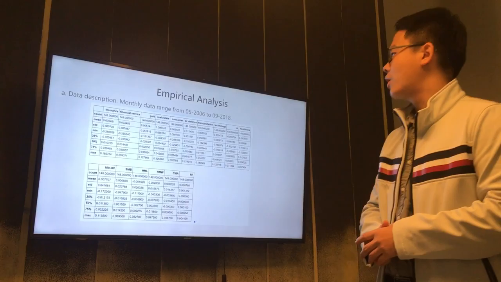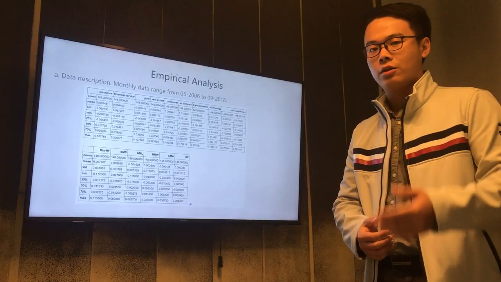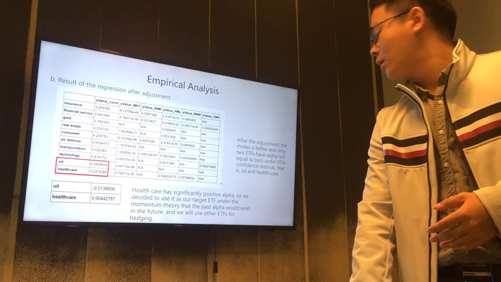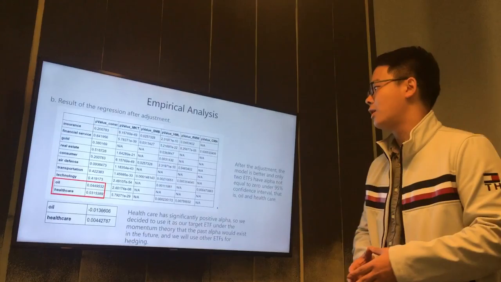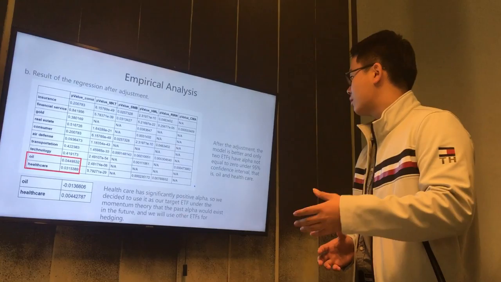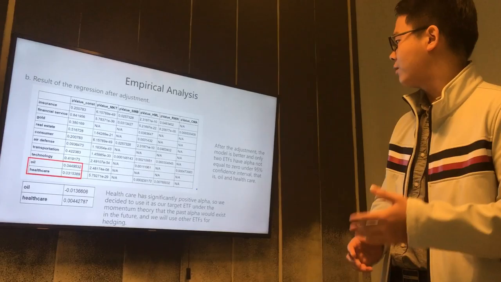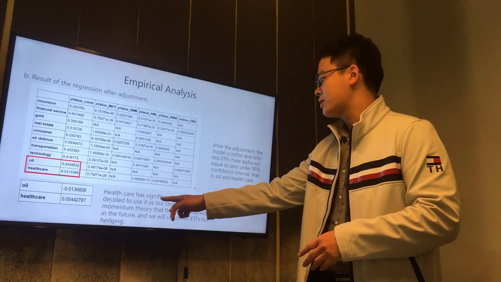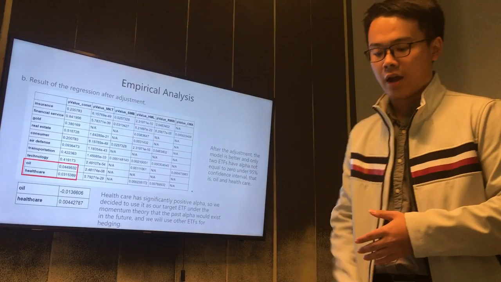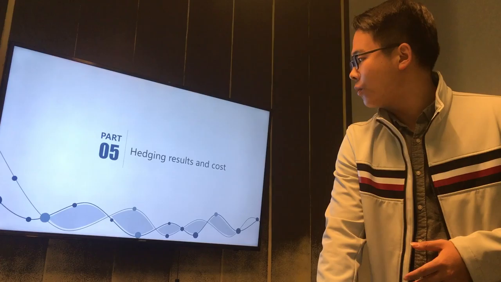So here comes the empirical analysis. We chose the data range from May 2006 to September 2018 for our regressions. After the first round of regressions, we made some adjustments to delete the variables which are not significant. After the adjustments, the model is better, and only two ETFs have alpha not equal to zero. The healthcare ETF has a significantly positive alpha, so we decided to choose it as our target ETF.